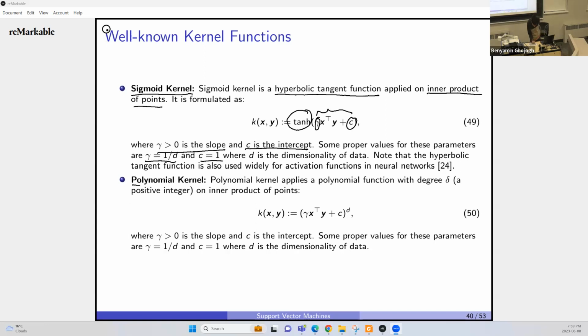Okay, the other one is the polynomial kernel. What does it do? It applies a polynomial function with degree delta, a positive integer, on the inner product of points. If you set delta to 1, it becomes linear. Set it to 2, it becomes quadratic. 3, cubic. So gamma again is the slope and C is the intercept. Again, these are the proper values. The polynomial kernel is used a lot, and the RBF kernel is also used a lot.